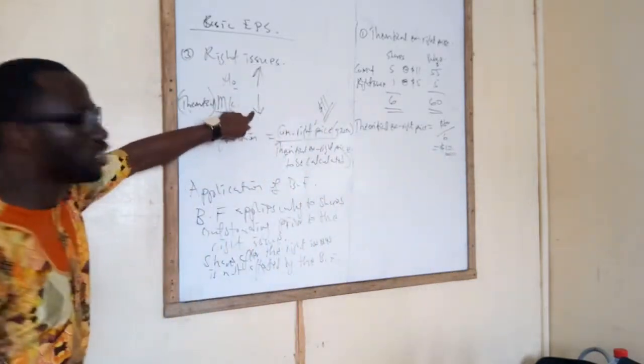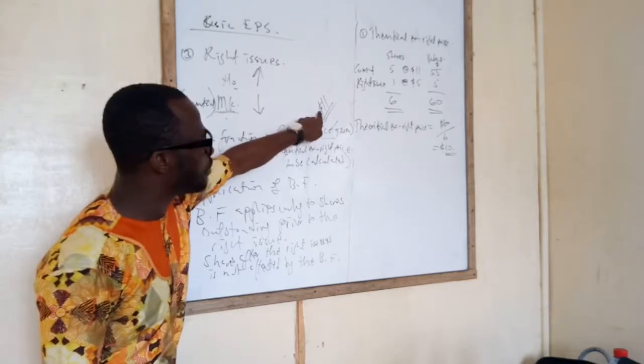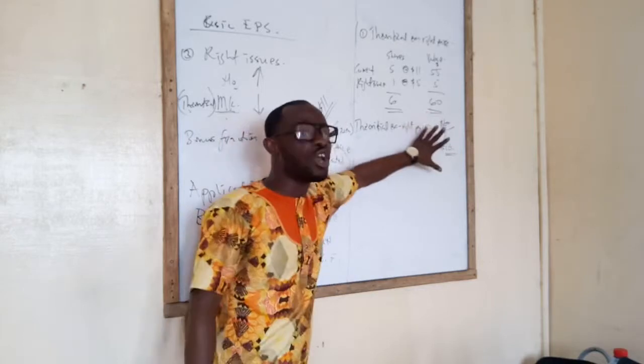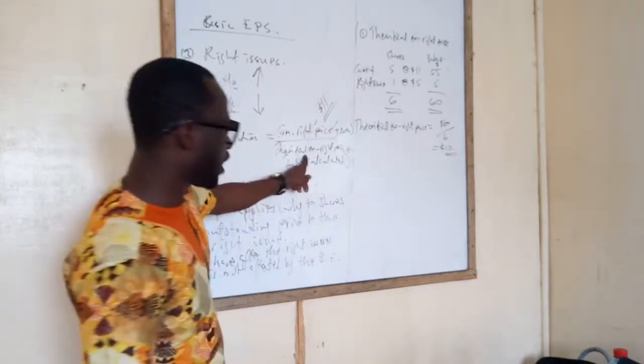Do you see what I told you here? That the market value will fall. So it is 11. But after the right issue, it has fallen to 10. But this is just a theory, not practical. So that is the first thing, theoretical X price.